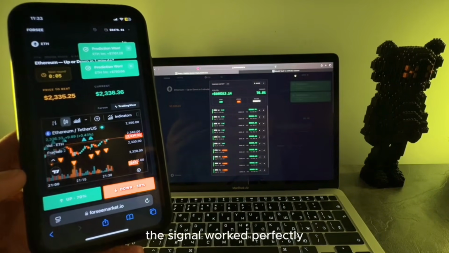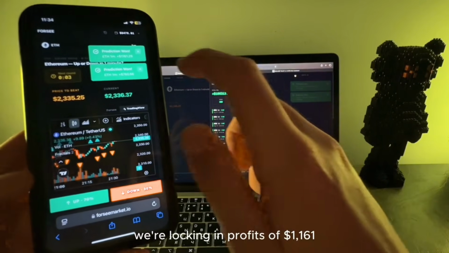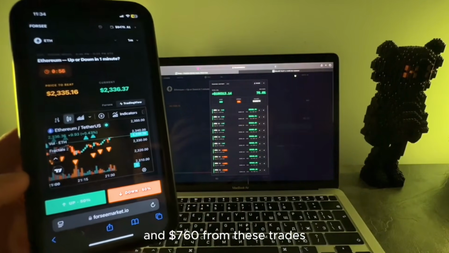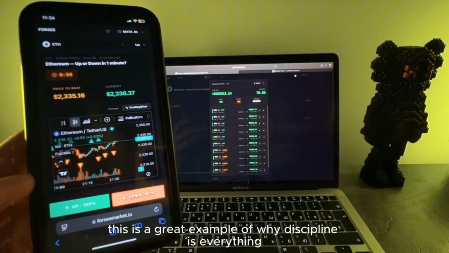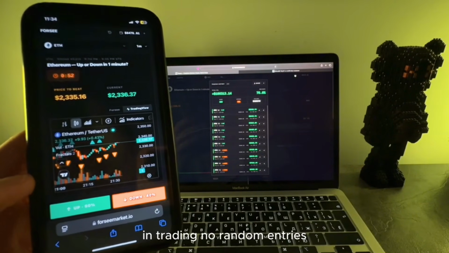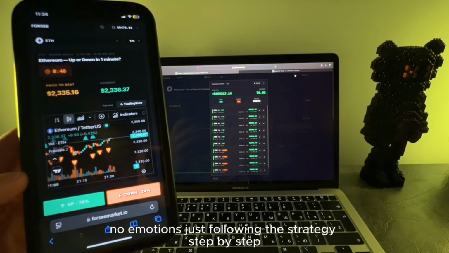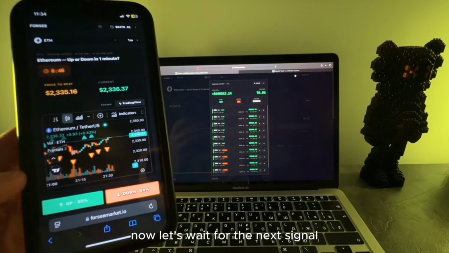The signal worked perfectly. We're locking in profits of $1,161 and $760 from these trades. This is a great example of why discipline is everything in trading. No random entries, no emotions, just following the strategy step by step. Now let's wait for the next signal.